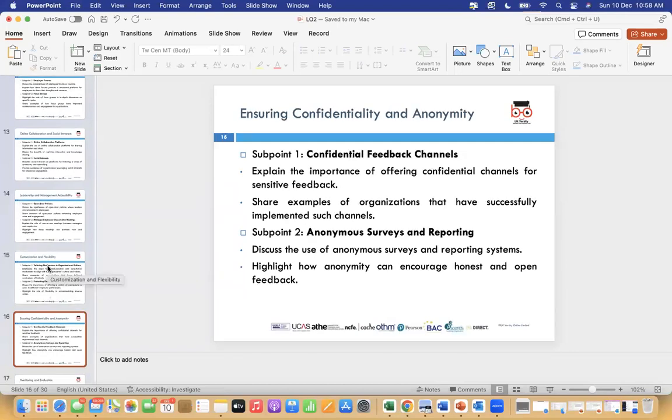Then confidential feedback channels. This is important because sometimes negative feedback comes through the manager as well. It's important for your managers to maintain confidentiality between you and them, because if you're called out in front of your entire team, in front of 10 people, like, you know what, Arshi didn't do a great job, that's obviously going to demotivate me.